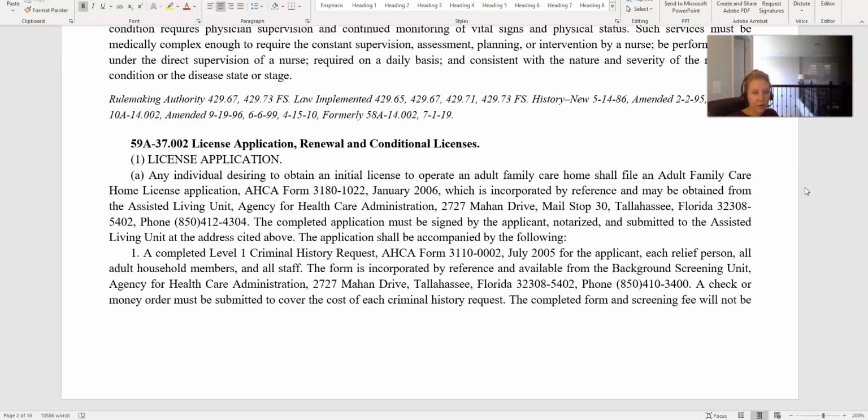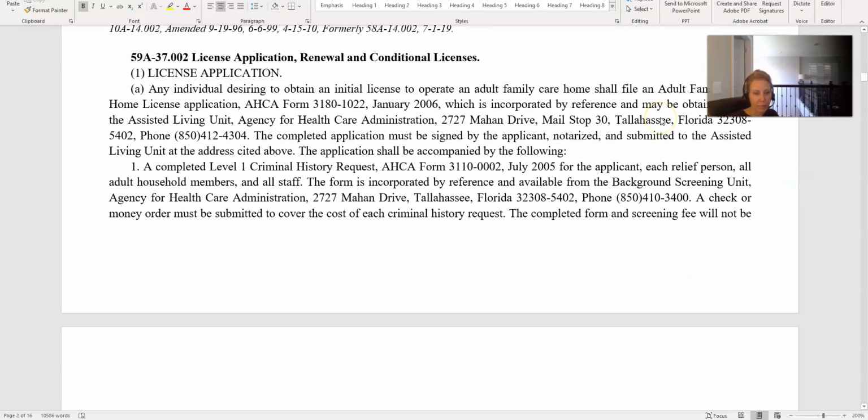Any individual desiring to obtain a license to operate an adult family care home shall file an adult family care home license application. The form is an ACA Form 3180-1022, which is incorporated by reference and may be obtained from the Assisted Living Unit, Agency for Healthcare Administration. The completed application must be signed by the applicant, notarized, and submitted to the Assisted Living Unit at the address that is cited above. The application shall be accompanied by the following.